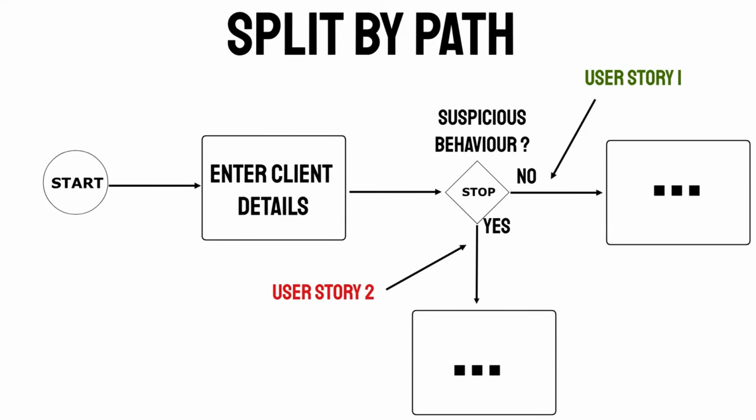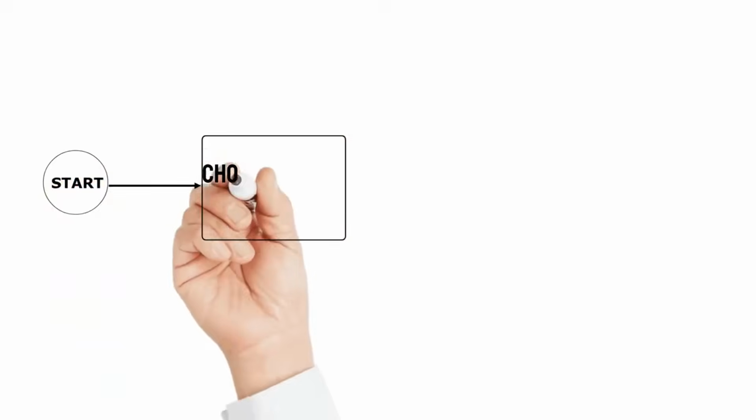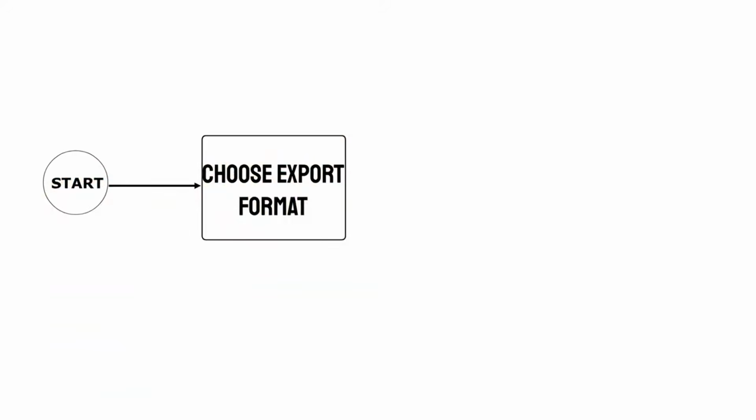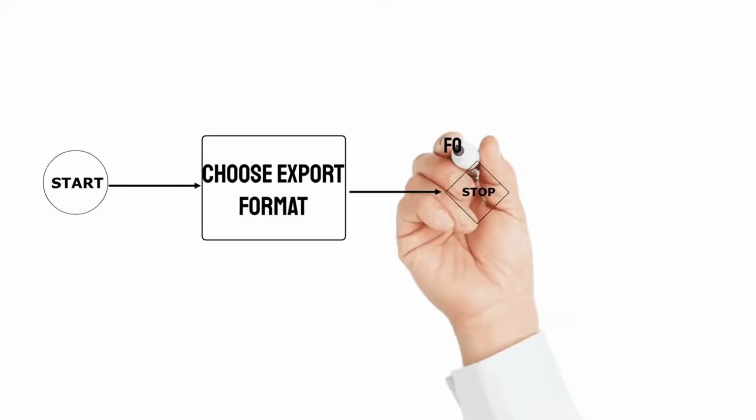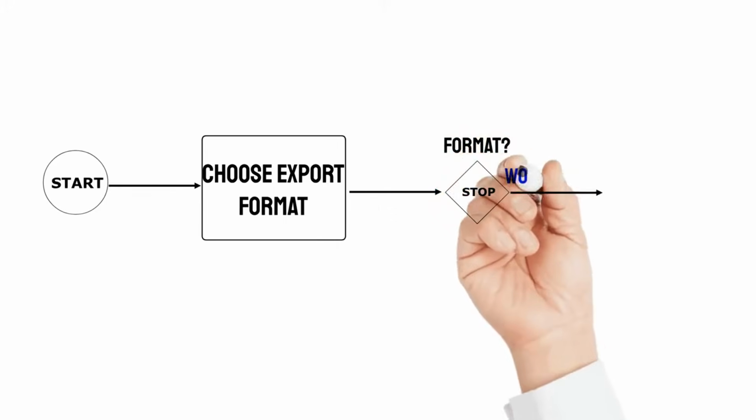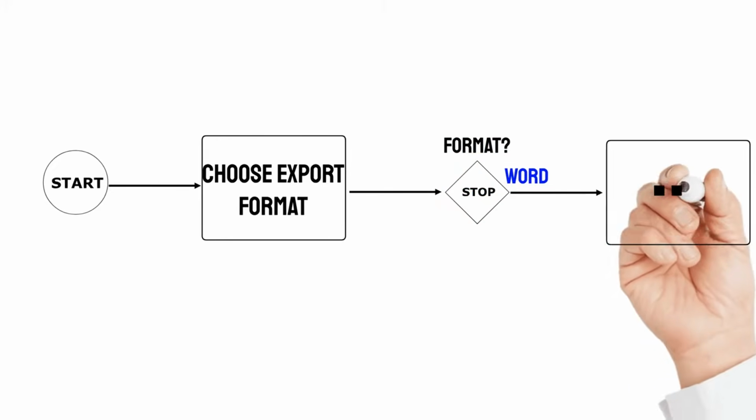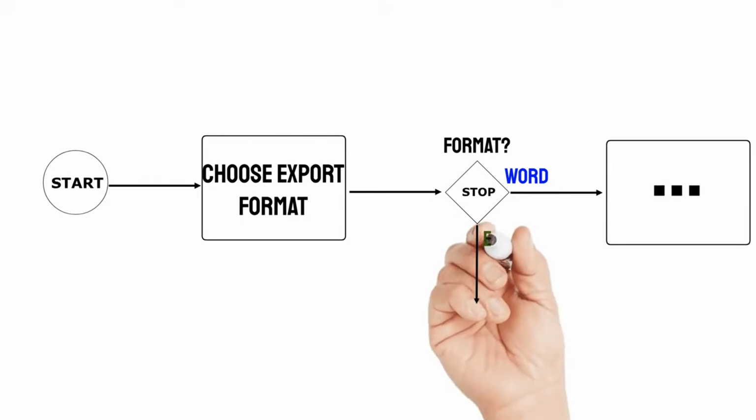This is also valid for many other possibilities. For example, if you have an import-export functionality and you want to export via Word document or via Excel, this again is splitting by paths. You could split by path, so first the Word and then the Excel document. There are a lot of other scenarios where you could use splitting by paths.